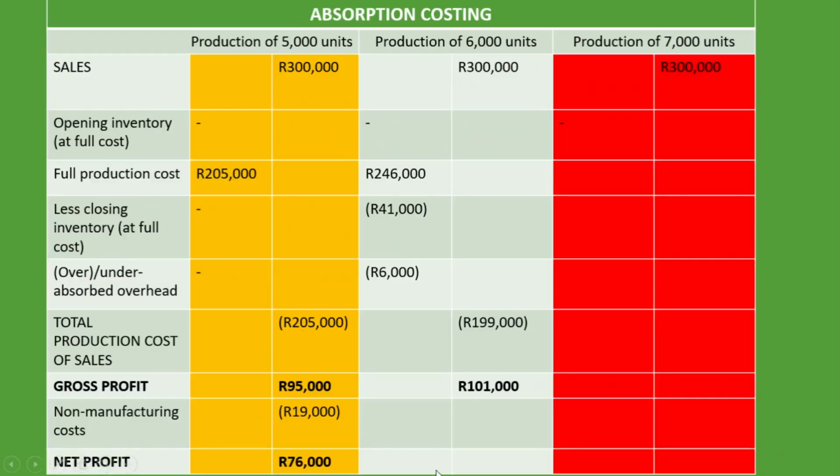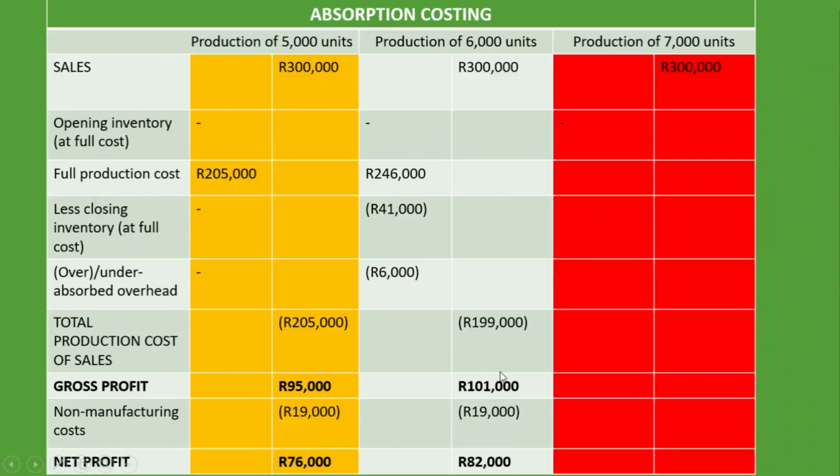And then what are the non-manufacturing costs? Well, it will be the same, because in the example we're told that the non-manufacturing costs were 19,000, just like in the first one, and we have a net profit of 82,000 rand. From here you can already tell that the net profit is different, even though we only sold 5,000 units in both examples. The only difference between the two examples is that we produced more. We produced 1,000 more, which is 6,000 here.